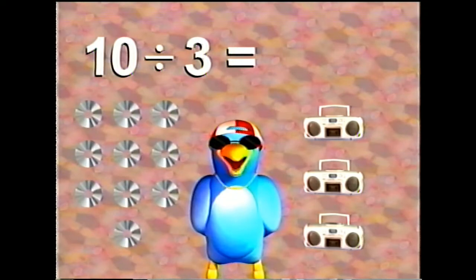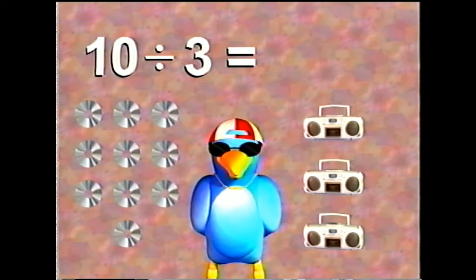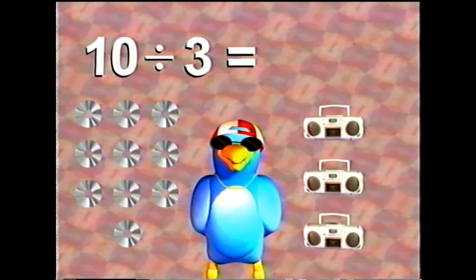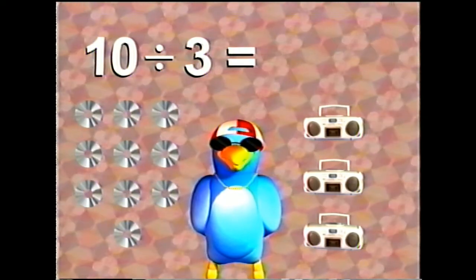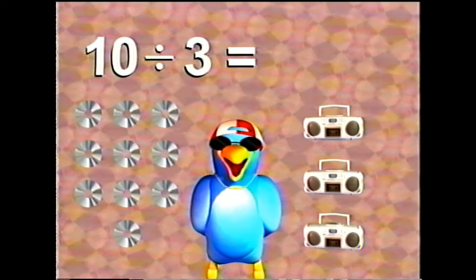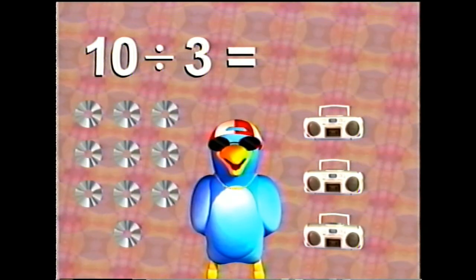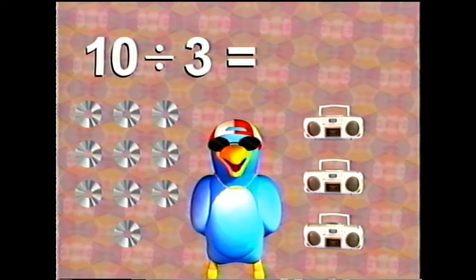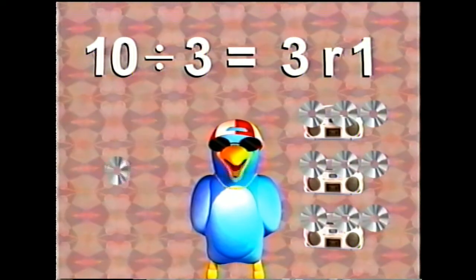Let's do another one. 10 divided by 3 is... Well, let's think. There is no whole number times 3 that will equal 10. But 3 times 3 equals 9, and 9 is just 1 less than 10. So if we divide 10 by 3, the quotient is 3 with a remainder of 1.